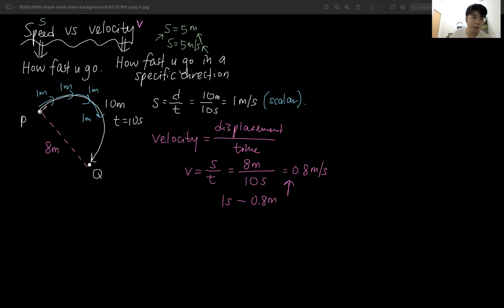Where? Along the purple line. Okay, along the purple line. So 1 second, it moves 0.8 meter. Okay, sorry. I changed the word. Not move. It is displaced. We cannot say that the object moved in this direction. Why? Because there is no path in this direction.